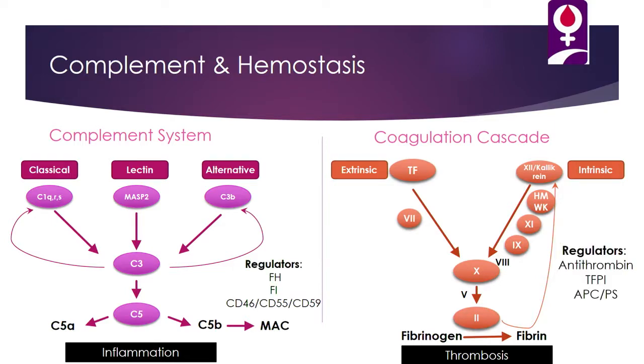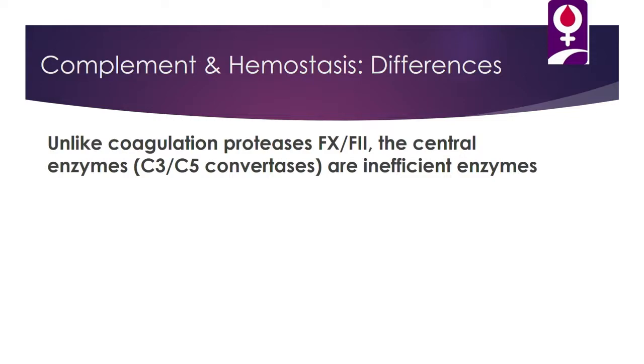And then both systems have regulators. So factor H, factor I, and membrane-bound regulators, CD46, CD55, CD59, these are all enzymatic regulators that inactivate complement degradation products. And similarly, we are very familiar with the regulators of coagulation, primarily being antithrombin, tissue factor pathway inhibitor, and protein C, protein S systems. But there are also critical differences.